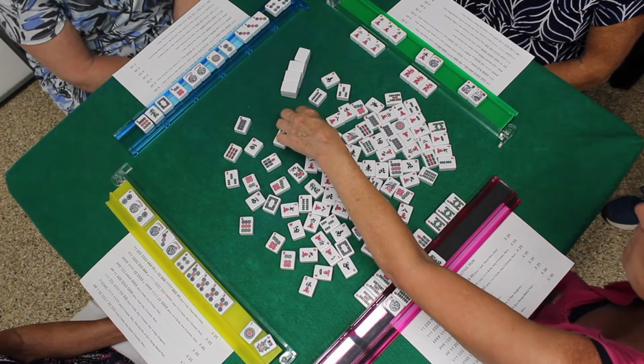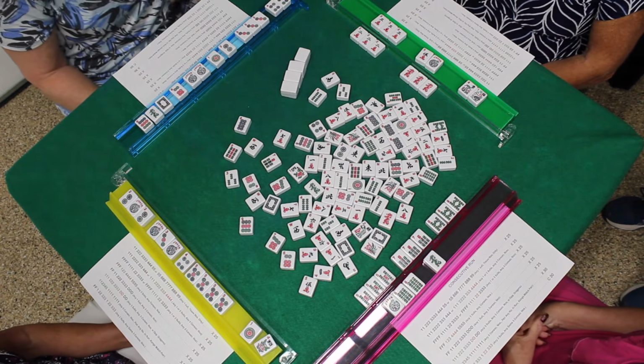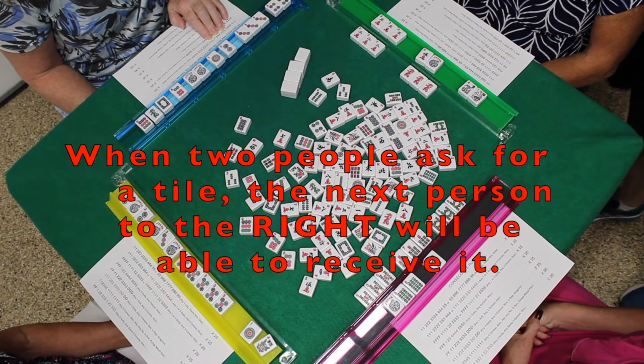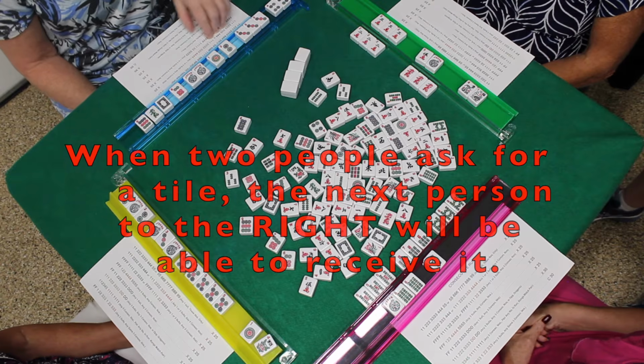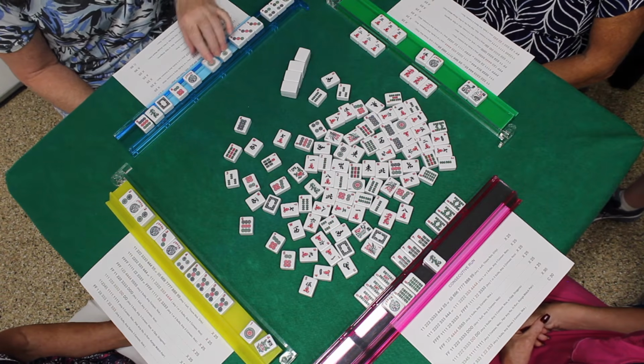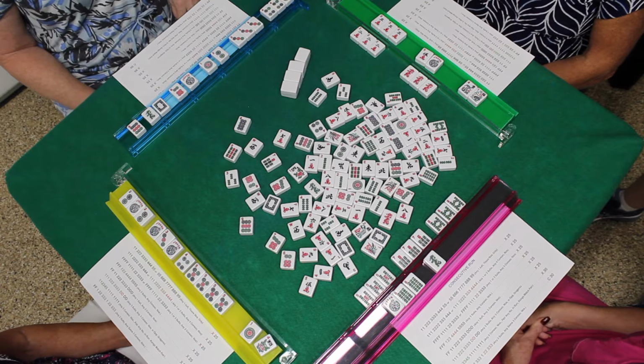Four dot. Hold on one second. Two people have asked for that same tile. It was a 4 dot. The person that is next in line to the right can receive it, even though two people have taken it. So Dawn would be the next one in line, so she gets to take that 4 dot.